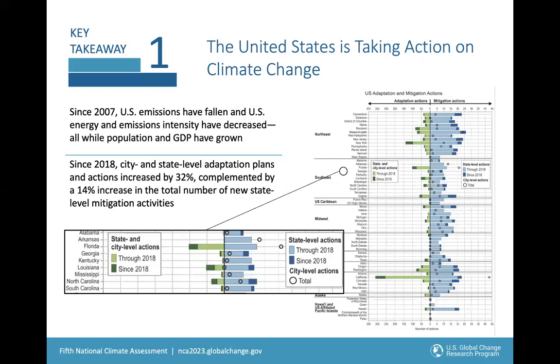We've observed US emissions falling since they peaked in 2007, while GDP and population have increased. And if you're interested in learning more about what those actions look like, you'll find a table in the overview chapter that provides some examples by region. And you'll also find, as Allison mentioned, case studies on mitigation and adaptation actions throughout the report. Next slide, please.